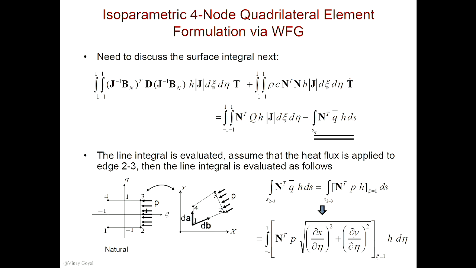I'll repeat one more time, but this edge, which is number 2, 3, and if I had applied the loading here 3, 4, then it will map to this edge, right? But I'm basically applying loading to this edge 2, 3, so that's why it's going to that edge.